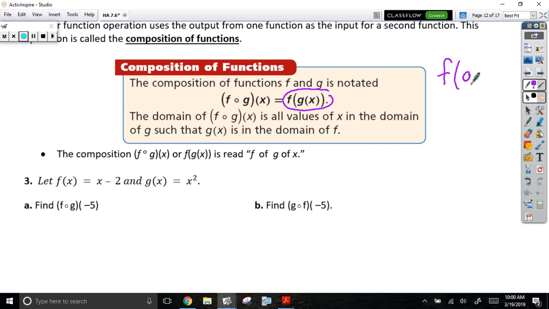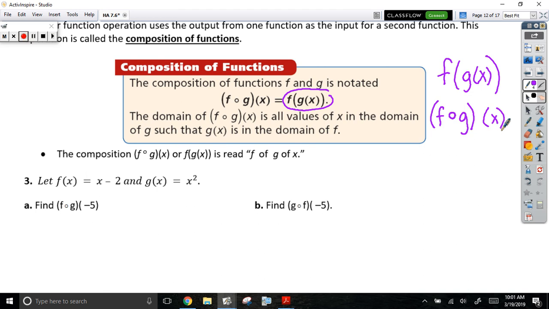F of g of x is how you read that. But the other way that they can write that is f, it'll be an open circle g, close your parentheses, and then an x outside. So you have to be very careful when you're doing your homework, because if this were a closed-in circle, it would be multiplication. If it's an open circle, it means composition of functions. So just pay attention to the dot, whether it's open or closed. Okay? And again, literally what this means is that you're taking the one function and plugging it into the other.